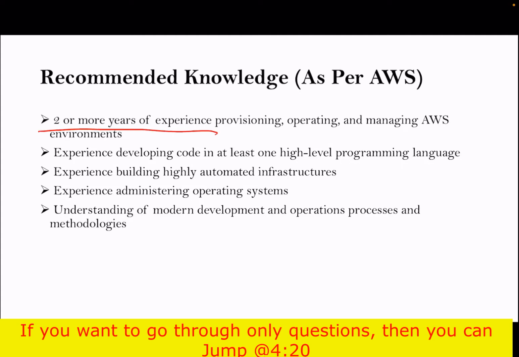As per AWS, you should have 2 or more years of experience in provisioning, operating and managing AWS environments. Also you should have experience in developing code in at least one high level programming language like Java, Node.js, Python or Ruby. Then you also should have experience in building highly automated infrastructure. Also you should have experience in administering operating systems.